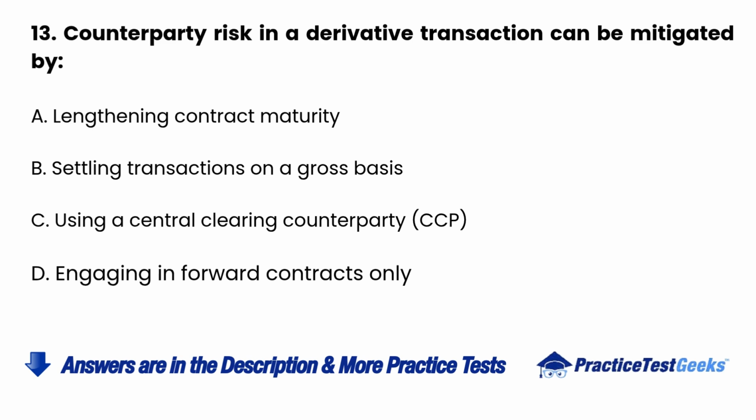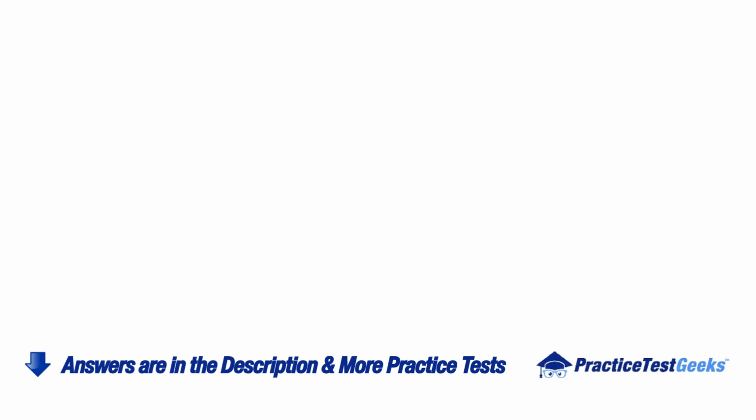13. Counterparty risk in a derivative transaction can be mitigated by: A. Lengthening contract maturity. B. Settling transactions on a gross basis. C. Using a central clearing counterparty (CCP). D. Engaging in forward contracts only.